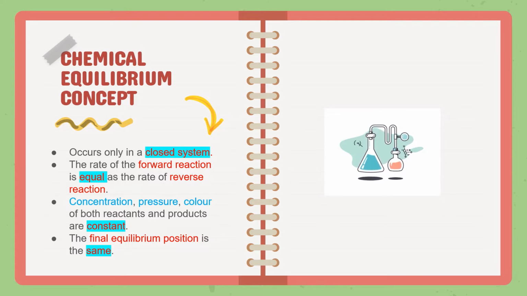What is equilibrium position? Equilibrium position is the point in a chemical reaction at which the concentration of reactants and the products are no longer changing. Since the rate of forward and reverse reaction are equal, we can conclude the final equilibrium position is also the same.